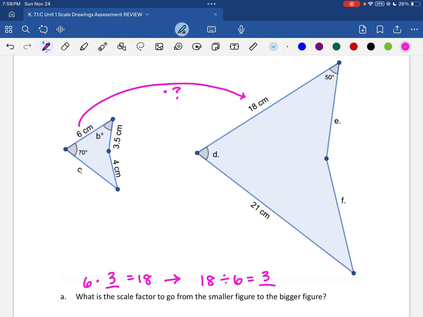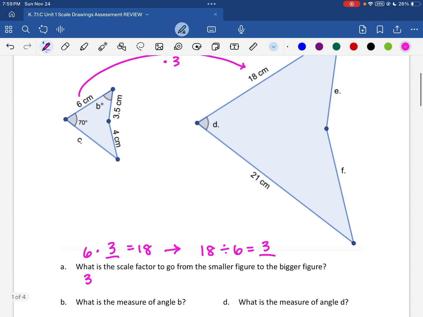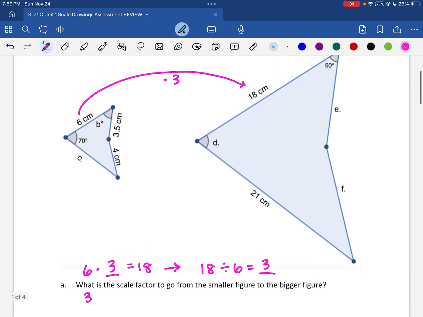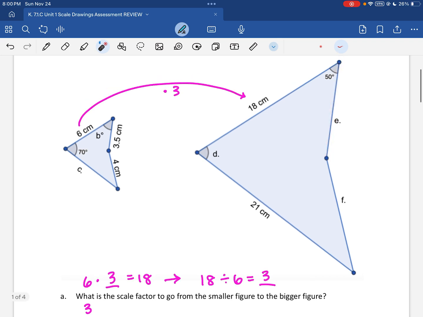So I am multiplying by 3. 6 times 3 is equal to 18. The scale factor is 3. That means I can use that to find all of the remaining segment lengths. For example, this segment has a length of 3.5, and 3.5 will be multiplied by 3 to give me the segment length for E. 4 will be multiplied by 3 to give me the segment length for F, and so on. So let's go ahead and do that.